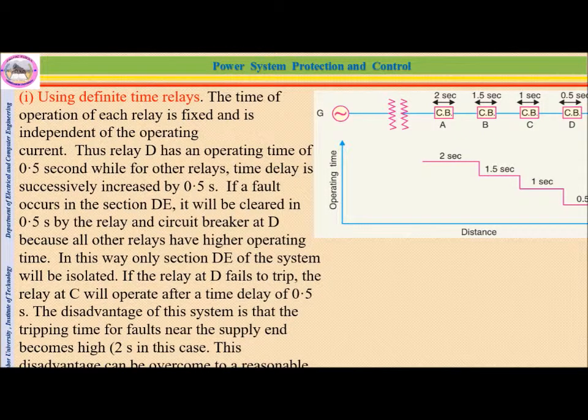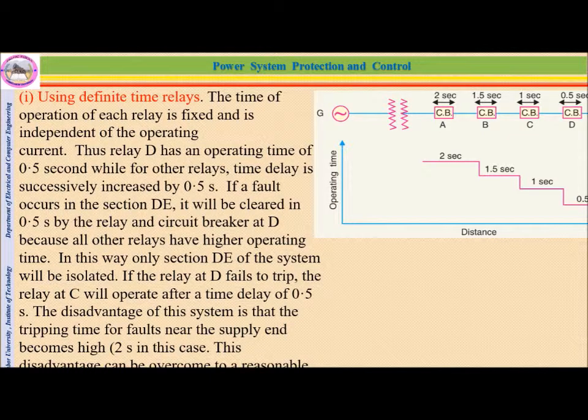If the fault occurs on DE, it will be cleared in 0.5 seconds by the relay and circuit breaker at point D, because all other relays have higher operating times. In this way, only section DE of the system will be isolated. If the relay at D fails to trip, the relay at C will operate after a time delay of 0.5 seconds. That means 1 second after the fault.